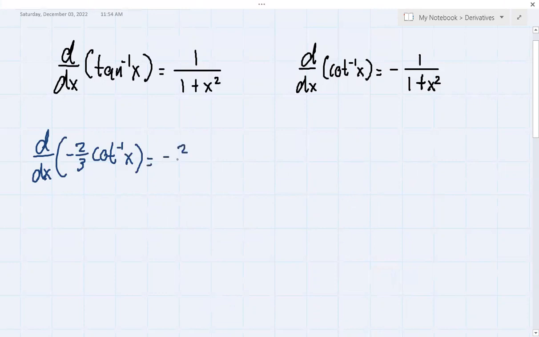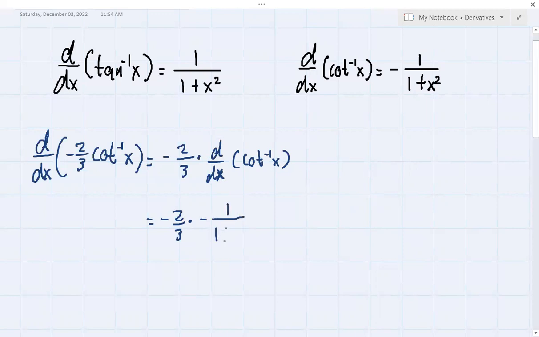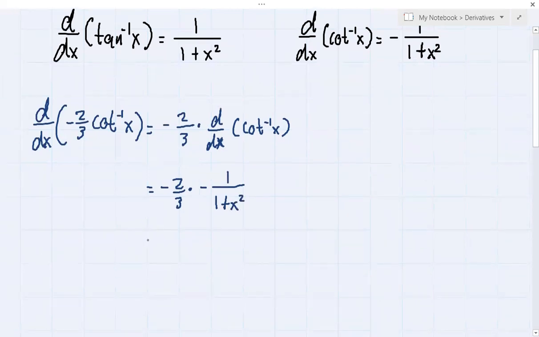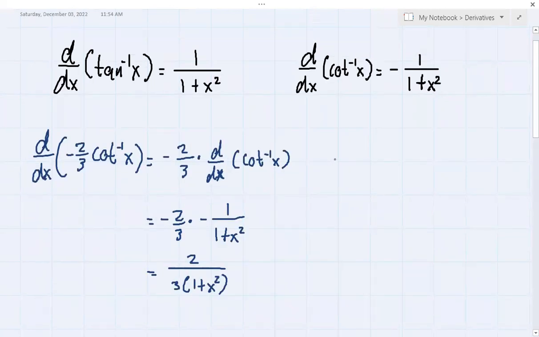Okay? So in here, we will have negative 2/3 times the derivative of arc cotangent, which is negative 1 all over 1 plus x squared. So multiply them together, we will have positive 2 all over 3 times quantity 1 plus x squared. That's it. All right. Now let's have one more example.